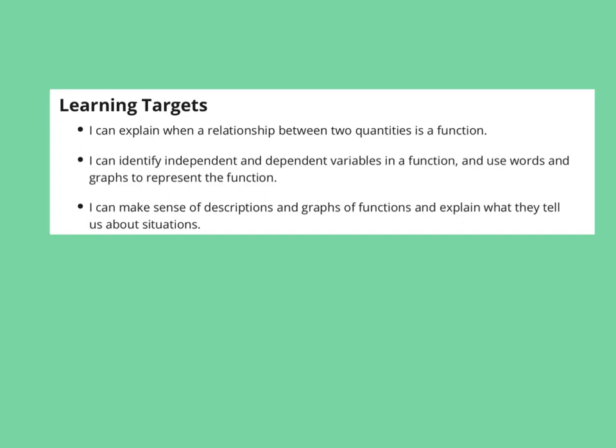So back to our learning targets, we can explain when something is a function. We spent a lot of time right there at the end, and we talked a little bit there at the end about independent and dependent, and we can make sense of descriptions and graphs of functions, right? So what we did is we took descriptions and made the graph. At the end with the plane, we took a look at the graph and we gave a description of what's going on. So that fluency of going back and forth will be important.